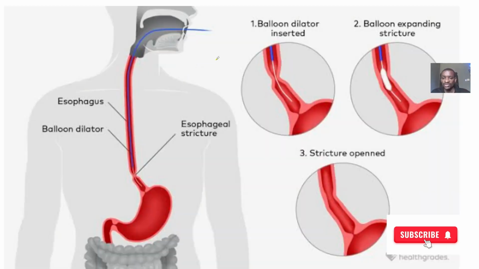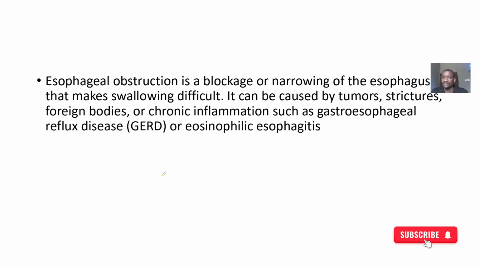So esophageal obstruction could be that something is swelling the esophagus and blocking it, or it could be that the layers of the esophagus are becoming thin, so they are also narrowing the passage inside the esophagus. So either one, it's a blockage or narrowing, just like I was saying, right? It actually makes swallowing difficult, and it can be caused by tumors. Tumors could be inside, growing and blocking it. Do you understand? It could be strictures, where something is tightening the esophagus from outside.